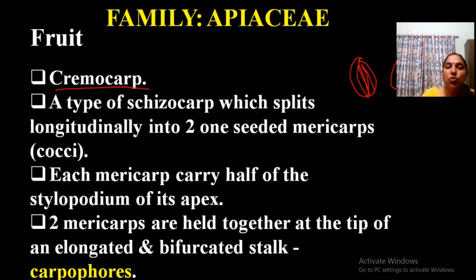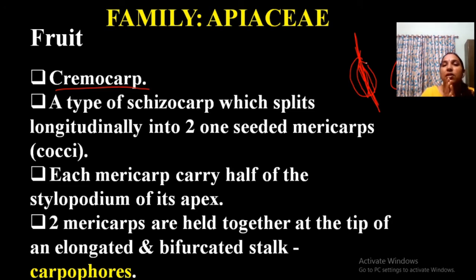Clear? Two mericarps are held together by a stalk, the carpophore. This is also another point. The structure at the center between the mericarps is known as the carpophore. So when the fruit splits, it splits through the carpophore. When it splits into two, on both sides you can see a part of the stylopodium. What is stylopodium? Fusion of style and disc. What is the disc? It is above the ovary. So the style is very small.